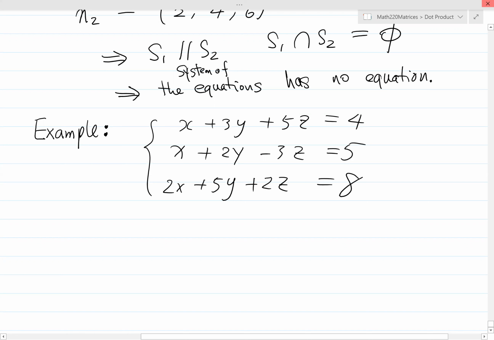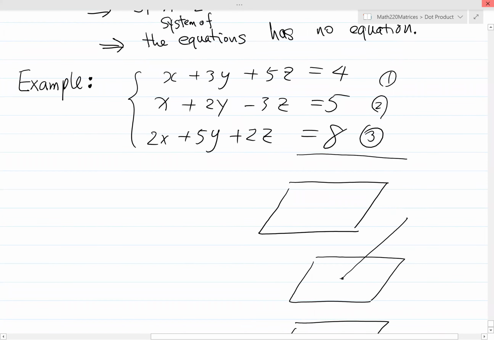Now let's see the column picture. It's not easy to determine whether we have a solution or not without algebra, without solving it directly. But if you do it in this form, the intersection is a line.